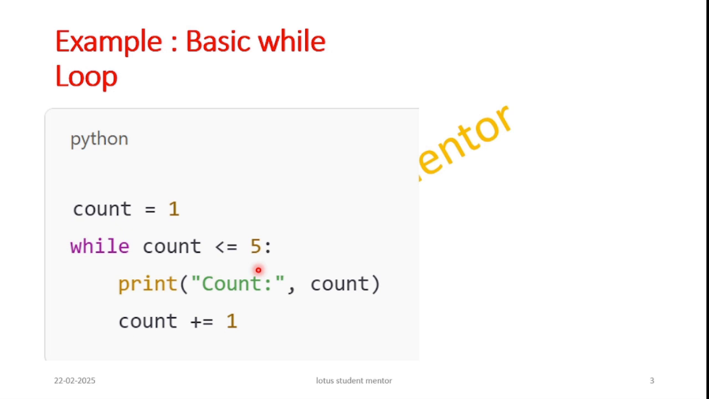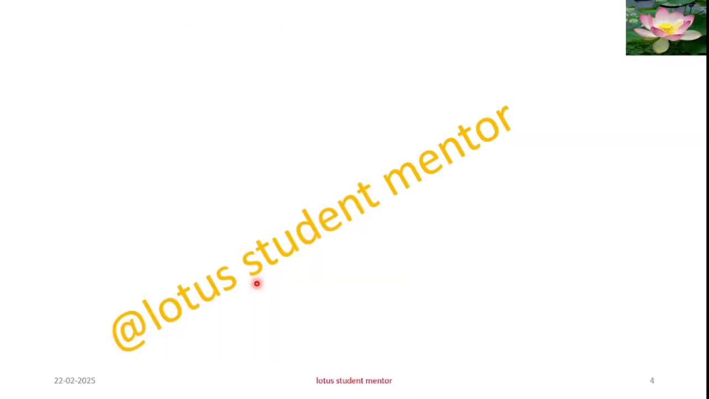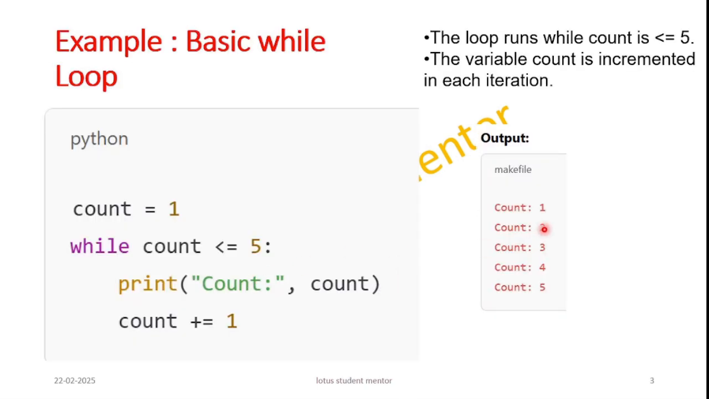Alright, let us take the practical demonstration of this simple basic while example, and we are going to see one more case. The output is count 1, count 2, count 3, count 4, count 5. When count crosses 5, the termination takes place.